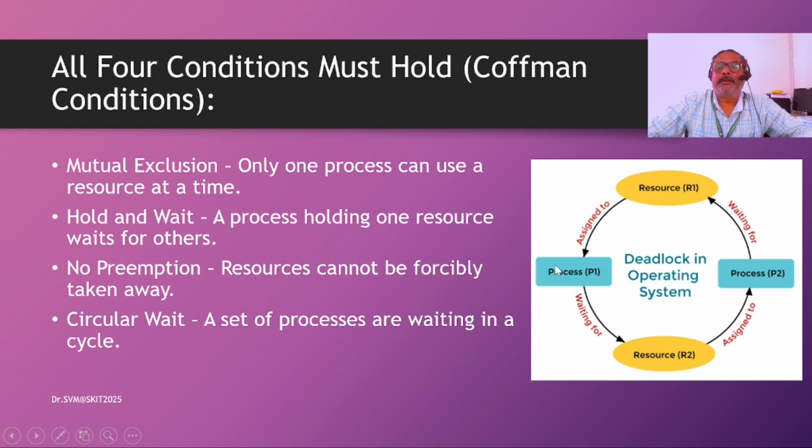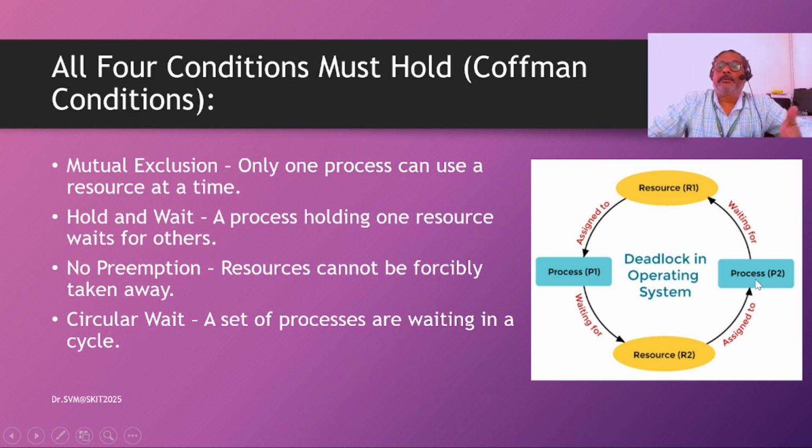So, for example, two resources, R1 and R2, and two processes, P1 and P2. Here R1 is assigned to P1 and R2 is assigned to P2. So fair enough, no problem. But now P1 wants R2. Fine, P1 wants R2, but R2 is assigned to P2, therefore it cannot get it, so it stays in the hold state.